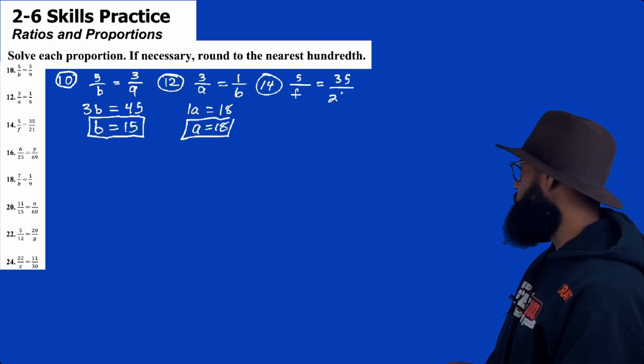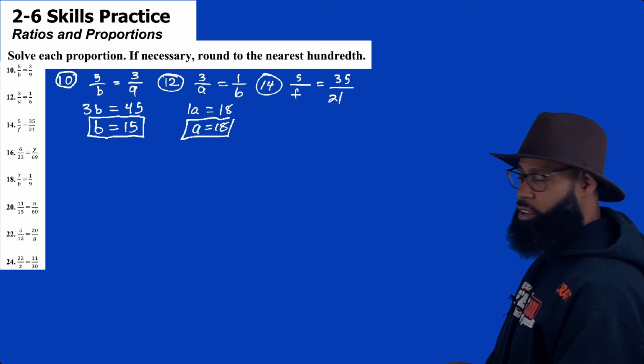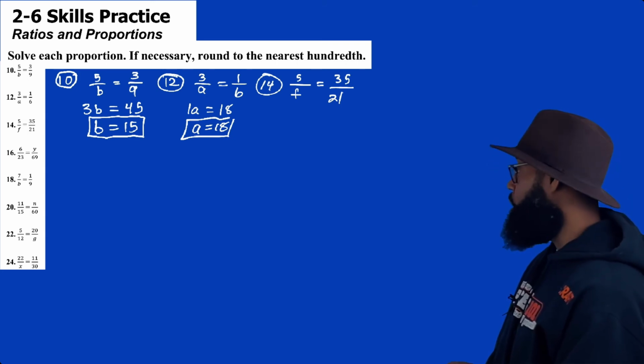For 14, 5 to F is equal to 35 to 21. This is where I say, do you see it? 5, 10, 15, 20, 25, 30, 35. There it is. 5 times 7, or the other direction, 35 divided by. Uh-oh, F times 7? No, the opposite direction. So how do I turn a big number into a small number?